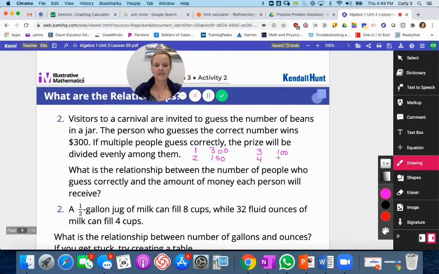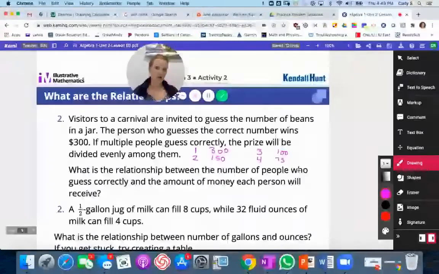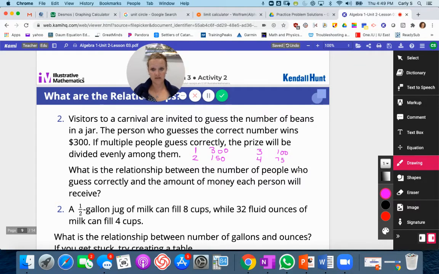Yep, $75 apiece. So what am I doing here? The amount of dollars received by each winner is 300 divided by the number of winners. So we can say the amount that each person gets is $300 divided by the number of winners. And that's our equation. That's my relationship, which is the equation.